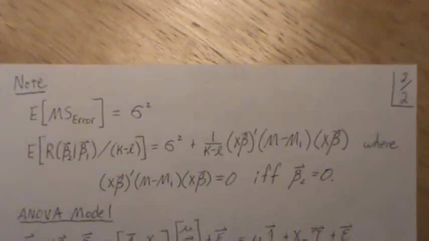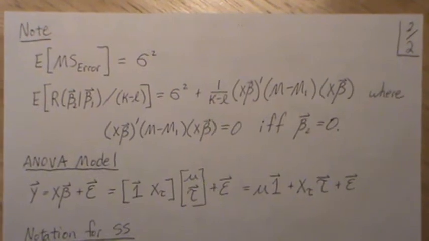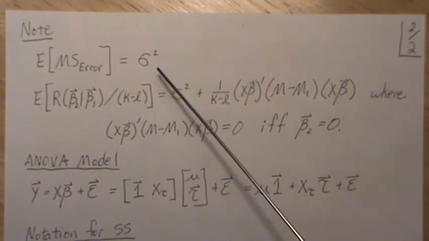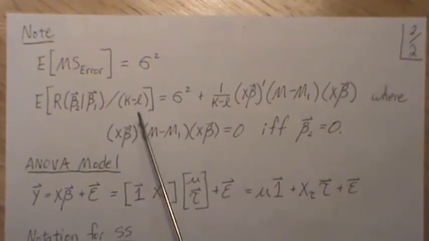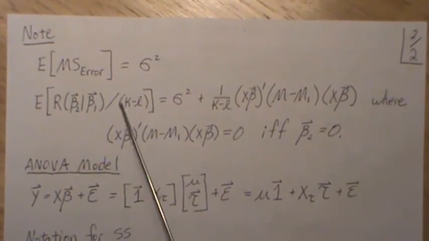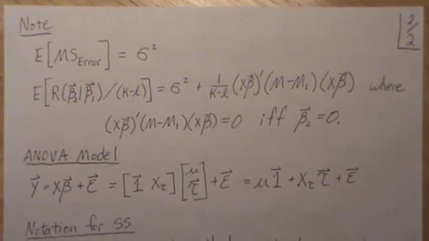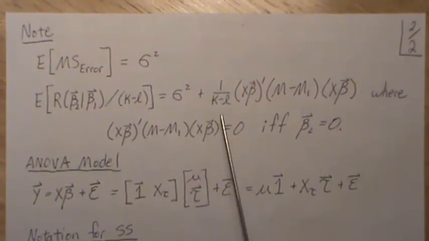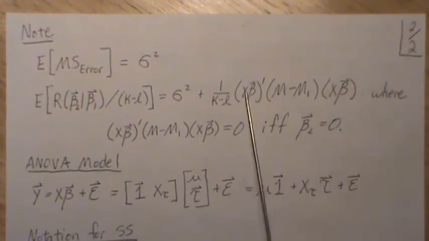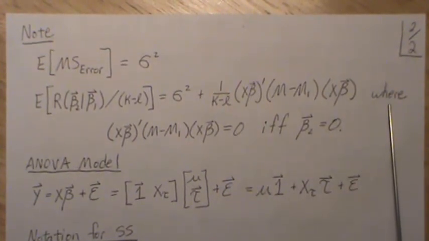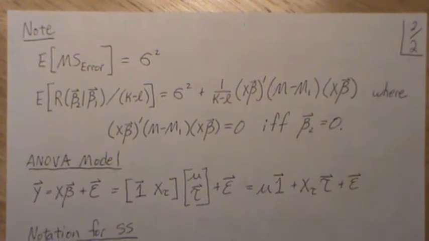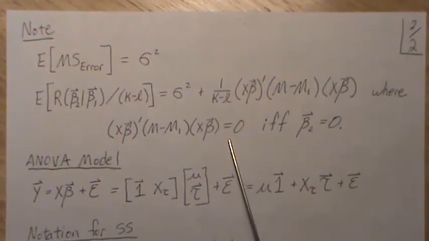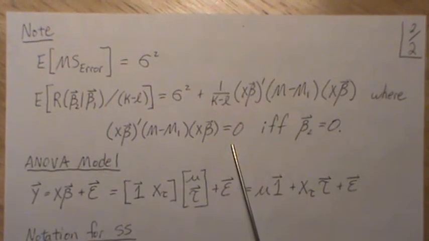Now, note that the expected value of the mean squared error is an unbiased estimate for the error variance. The expected value of this partial sum of squares is sigma squared plus this quantity here. Under the null hypothesis, this quantity is 0 if and only if the beta 2 parameters are 0, and that plays a part in the F distribution.